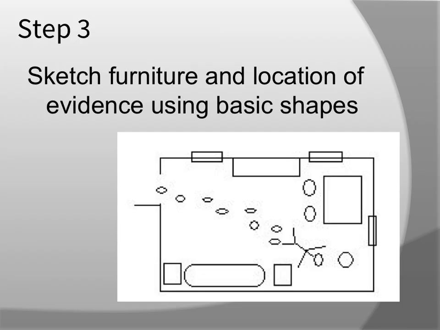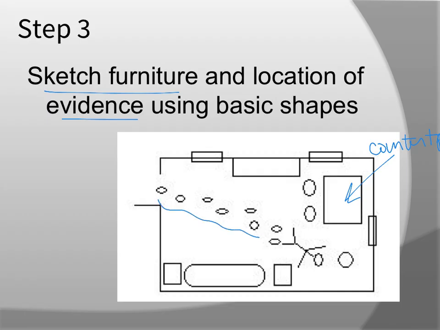So then the next thing you want to do is you want to sketch out all the furniture that's in the room and the evidence using really basic shapes. So you don't need to draw out super detailed body lines and all that kind of stuff and have exact pictures of what the furniture looks like. Just having a square for, let's say, a countertop is just fine, okay? It's really all you need. You're just trying to show when and where the stuff is.